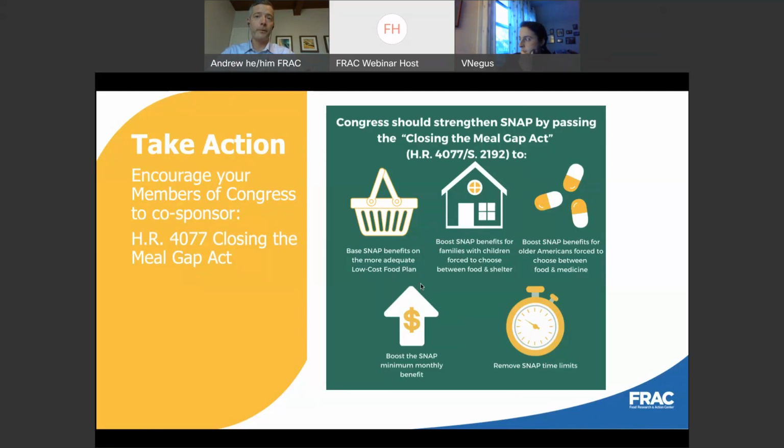And so for anyone who's able to, we hope that you can encourage your members to co-sponsor the legislation, HR 4077, the Closing the Meal Gap Act by Representative Adams of North Carolina. There's companion legislation, S2192 in the Senate, that would take a number of actions to improve SNAP benefit adequacy and strengthen the program, including to uncap the shelter deduction. And you see the graphic there on preventing households from having to choose between food and shelter. So that's a key policy priority for FRAC. And if you're able, you can look up your members of Congress. I'm glad to support anyone to figure out who's co-sponsored that legislation, and to ask your members to come on if you're able to take those kinds of actions. Next slide, please.